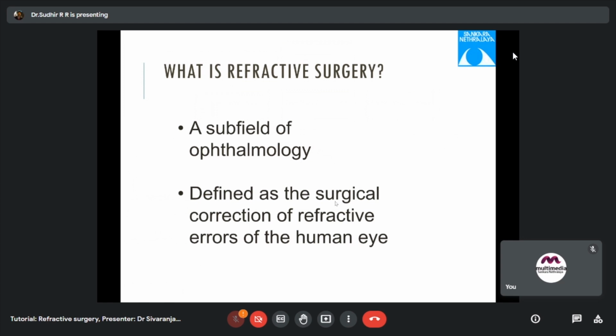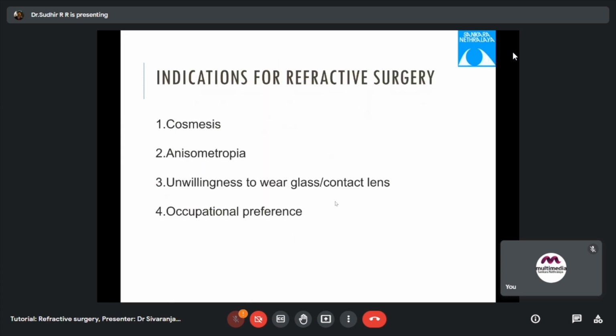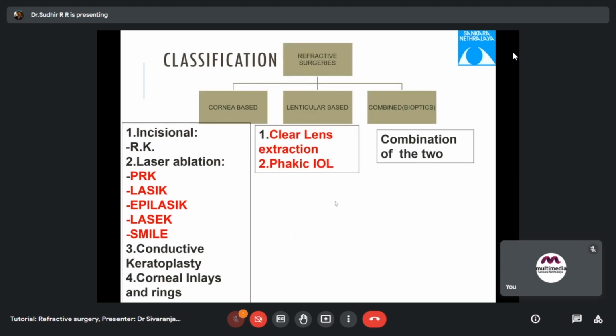Now we look at refractive surgery and its options. Broadly they are classified into cornea-based and lens-based procedures. Cornea-based procedures are incisional, such as radial keratotomy, and laser ablation, which includes photorefractive keratectomy, LASIK, Epi-LASIK, SMILE, conductive keratoplasty, corneal inlay and rings. Lens-based procedures include clear lens extraction and phakic IOL. A combination of the two can also be tried.